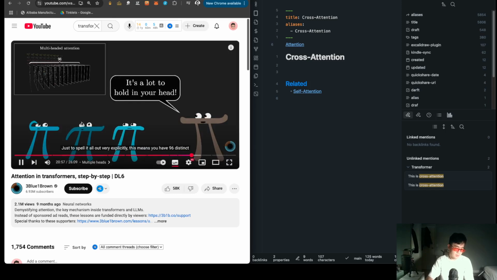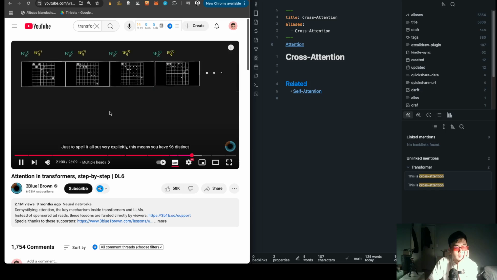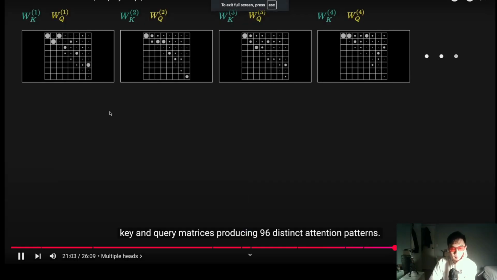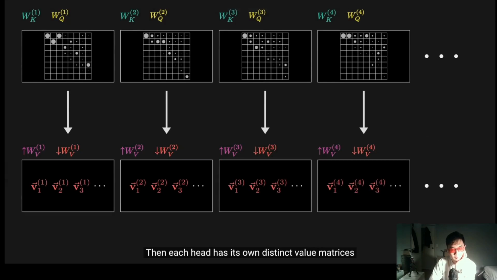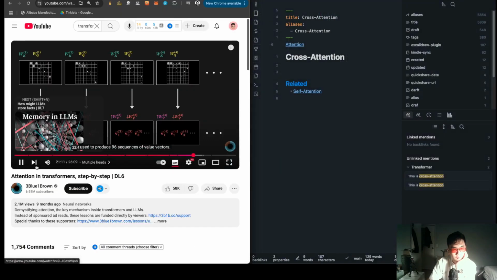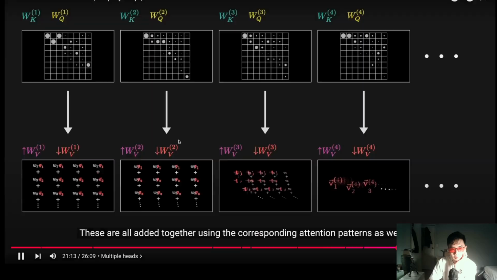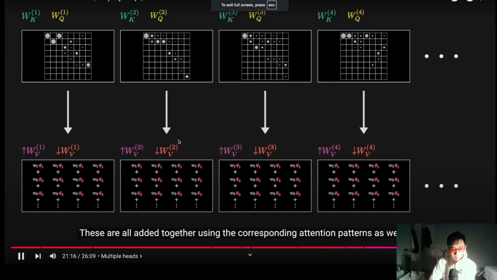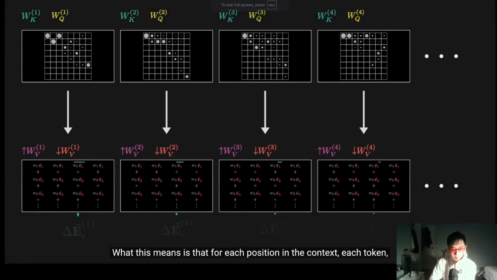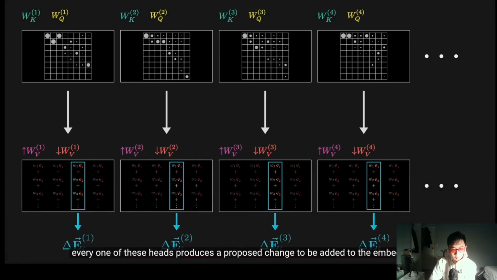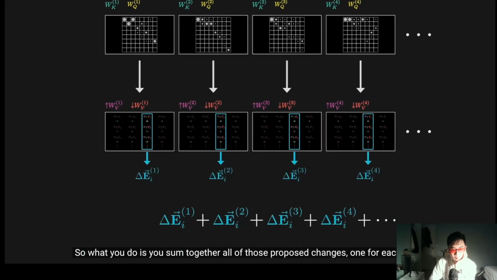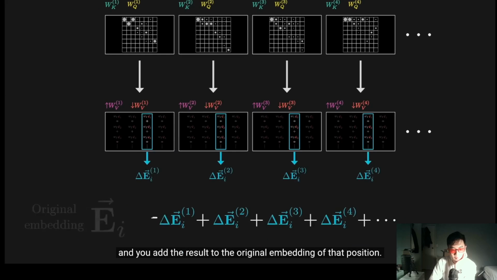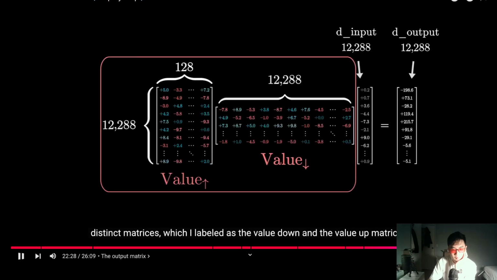Just to spell it all out very explicitly, this means you have 96 distinct key and query matrices, producing 96 distinct attention patterns. Then each head has its own distinct value matrices used to produce 96 sequences of value vectors. These are all added together using the corresponding attention patterns as weights. What this means is that for each position in the context, each token, every one of these heads produces a proposed change to be added to the embedding in that position. So what you do is you sum together all of those proposed changes, one for each head, and you add the result to the original embedding.